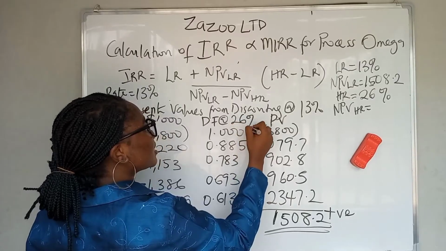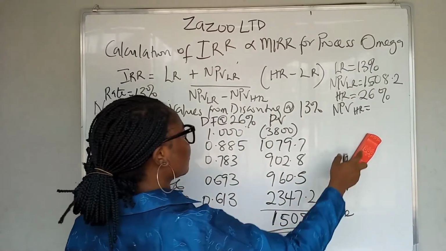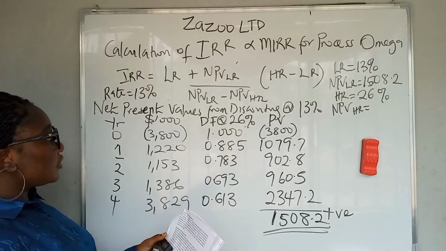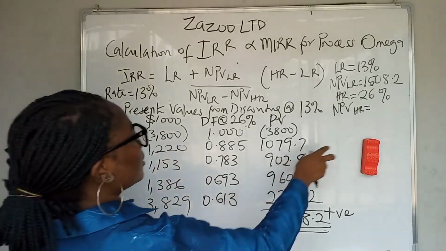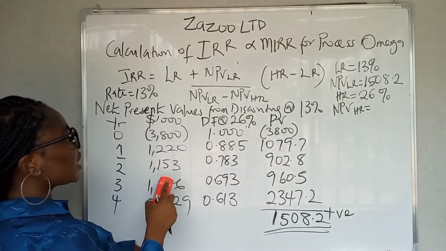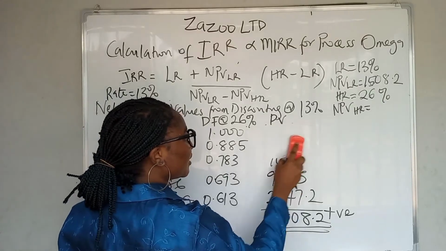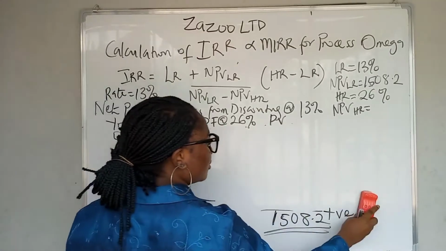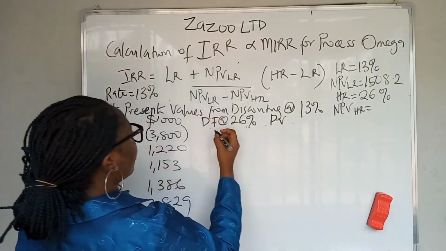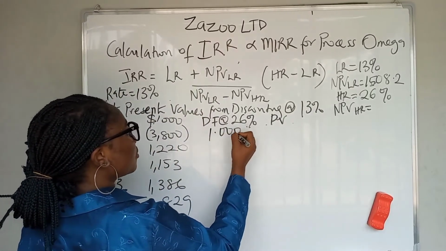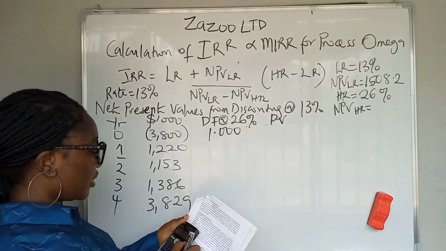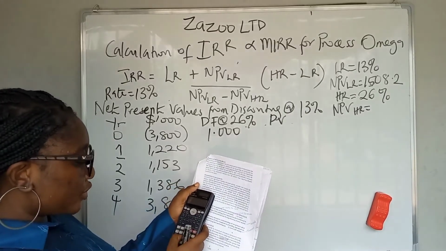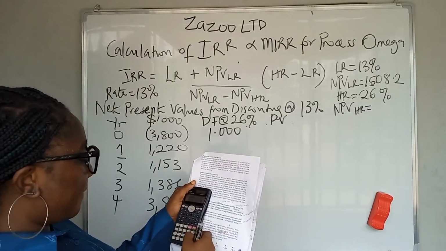So let's discount at 26%. Hopefully it gives us a negative. But me, I know that it will not give us a negative. Since you are discounting at 26%, your cash flows will not change. It's your present values and your discount factor that will change, right? In year 0, you still have your 1.000 discount factor. In year 1, 1.26 raised to power minus 1.